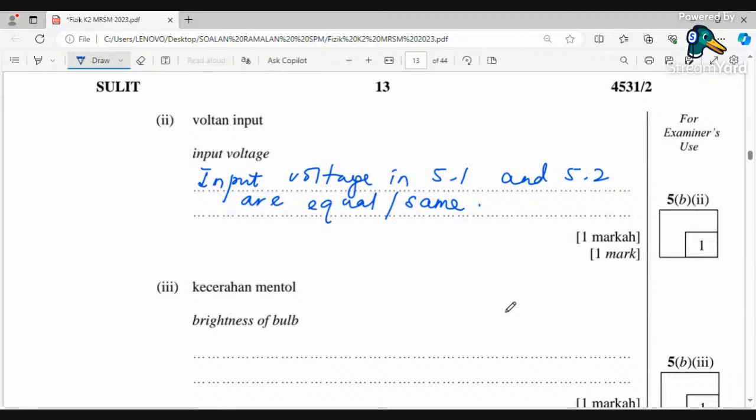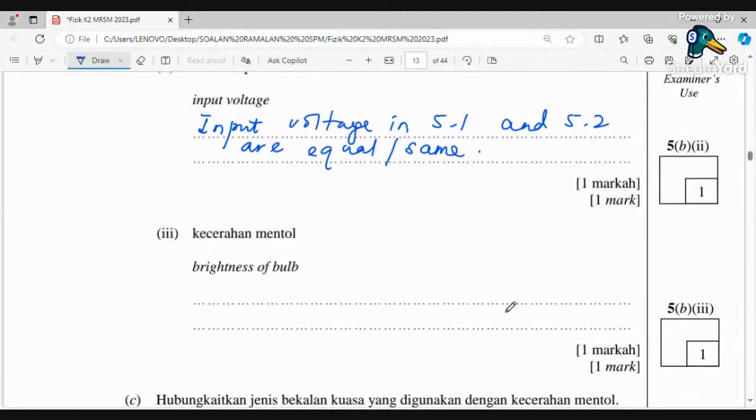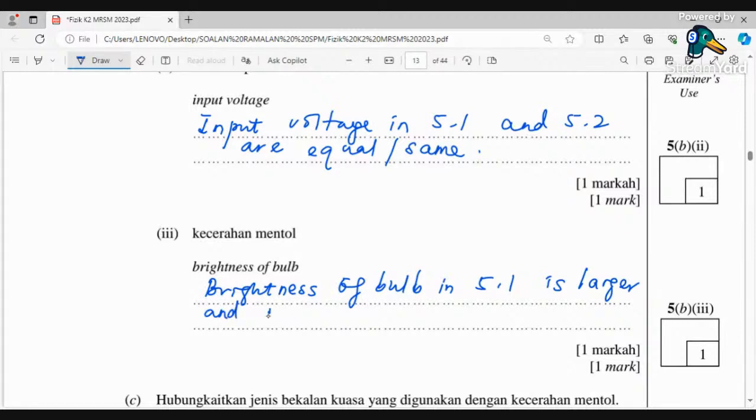Brightness of bulb. 5.1 is higher, or larger, and the bulb in 5.2 does not light up. Okay.